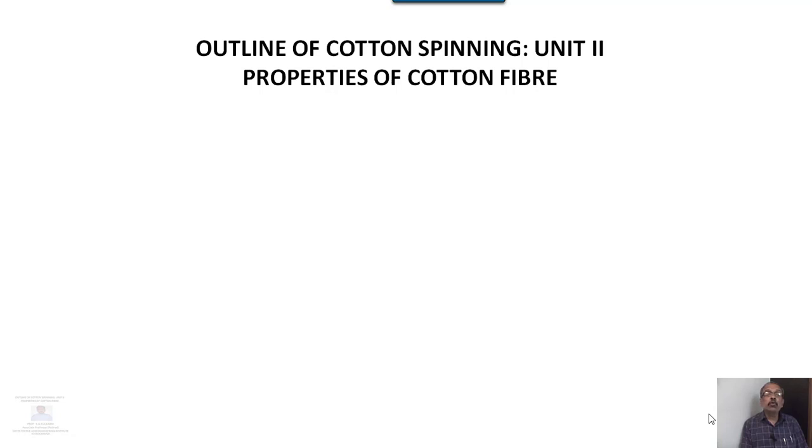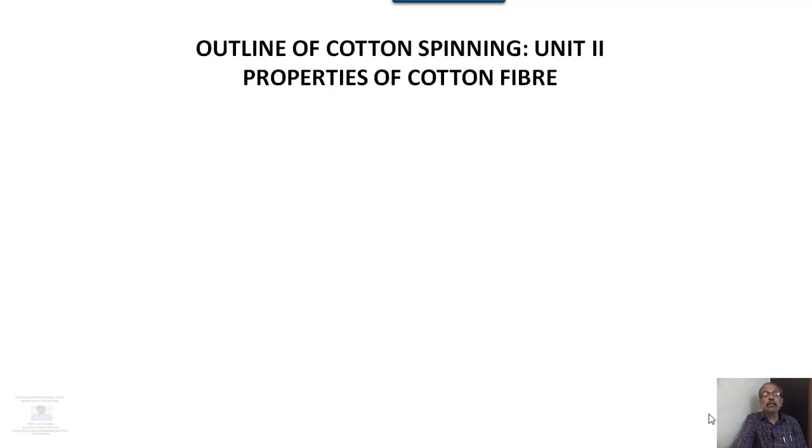In this unit number 2, we are going to refer to the properties of the cotton fiber. In the earlier unit, we did see some definitions of the different fibers, their classifications, the yarn classification, and some points about the filaments.